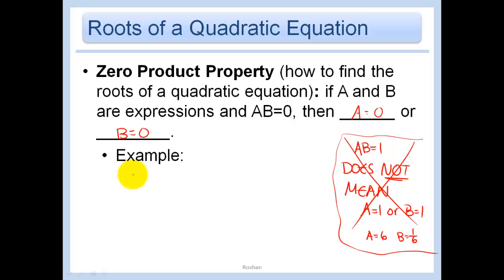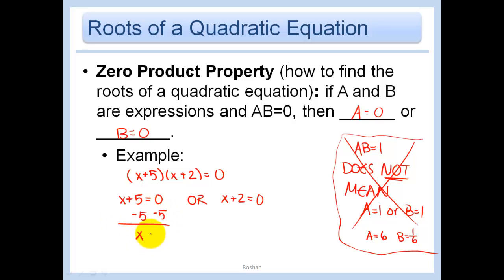So for an example, if I had something like x plus 5 times x plus 2 equals 0, then that means that either this factor equals 0 or this factor equals 0. So either the x plus 5 equals 0 or the x plus 2 equals 0. And then I could solve it. So I would subtract 5, x equals negative 5, or x equals negative 2. I call these the roots of my equation. Another word for roots is your zeros.